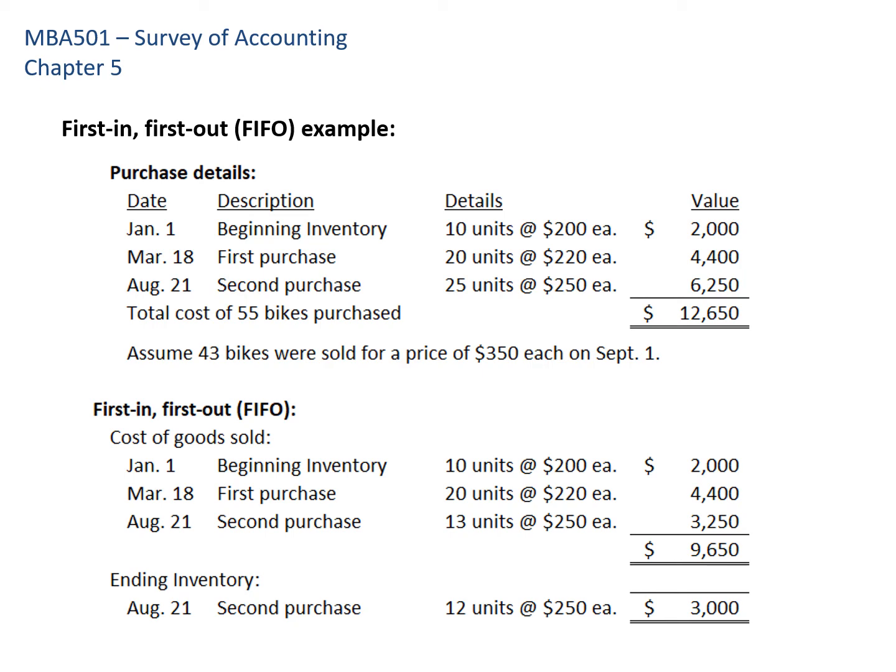When I multiply those three layers of inventory I'm giving them, the cost is $9,650. So that's what I would recognize as the cost of that sale. That leaves me with 12 of the $250 bikes on my shelf, so I'll have $3,000 of ending inventory. You can see I add those two numbers together, I get $12,650, so I know I haven't made a mistake.